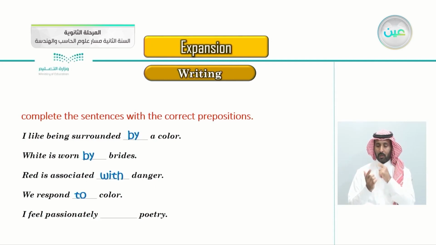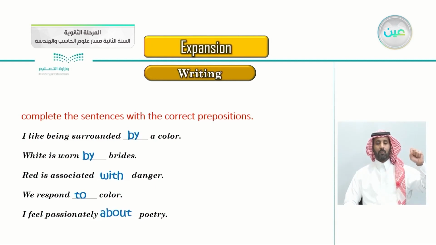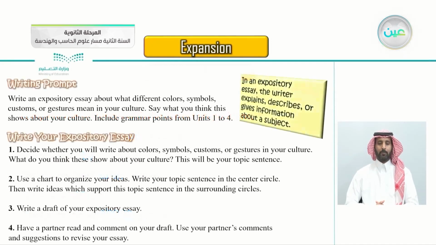The last one, I feel passionately about poetry. When you say I feel passionately something, after passionately, this is an easy one. Of course, you say about. So, surrounded by, worn by, associated with, respond to, passionately about.